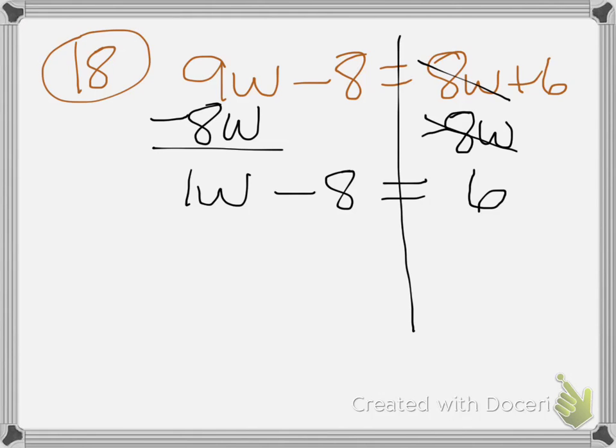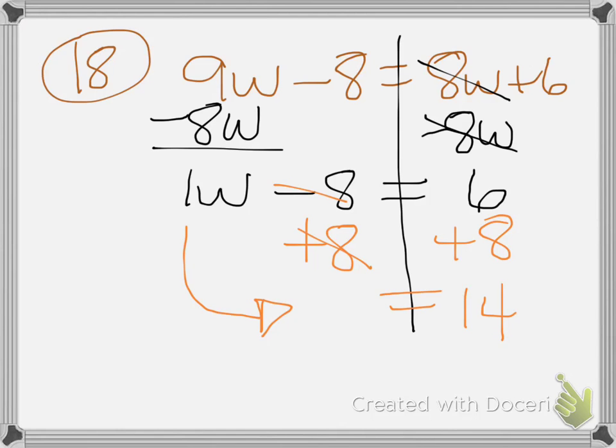So my next step is to get the variable by itself. So I'm going to do the opposite of minus 8 and plus 8. Plus 8 over here, and 6 plus 8 is 14. And remember, 1w is just the same thing as w. So that means w equals 14 in this one.